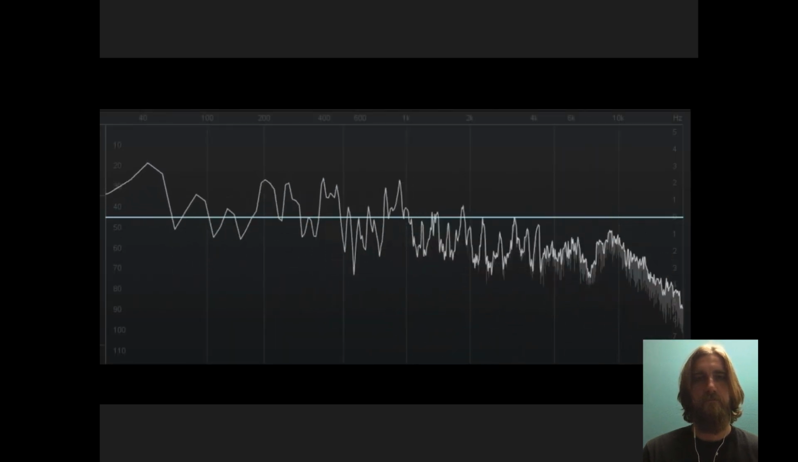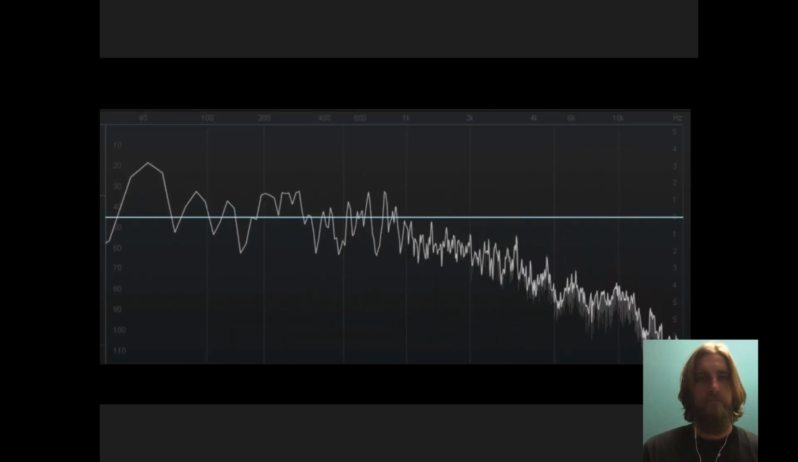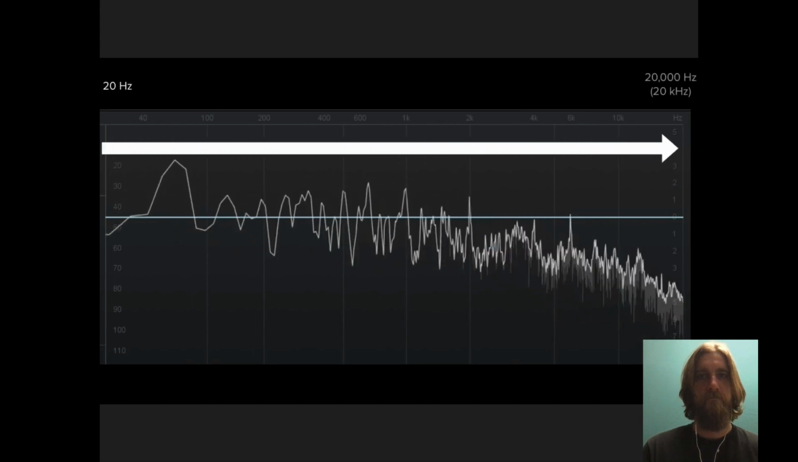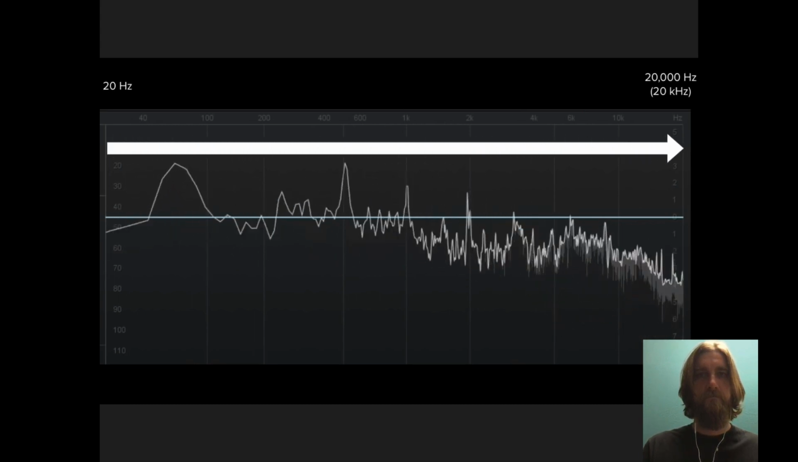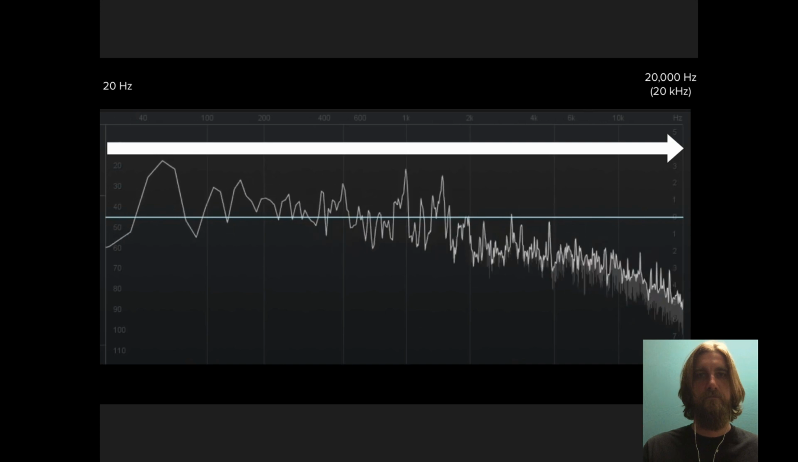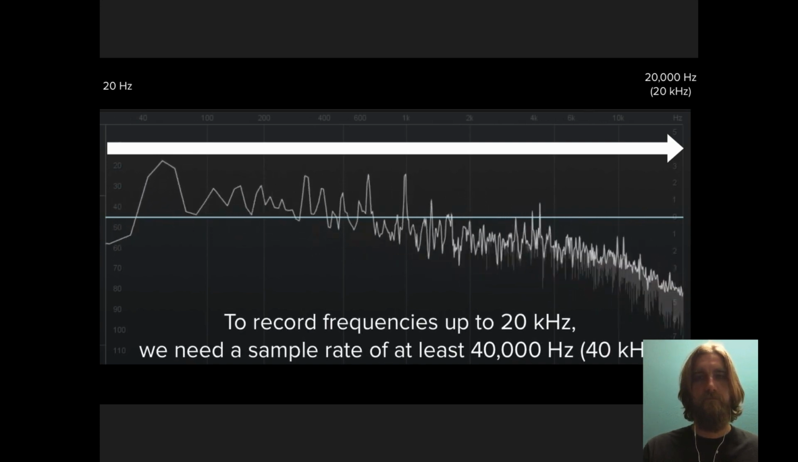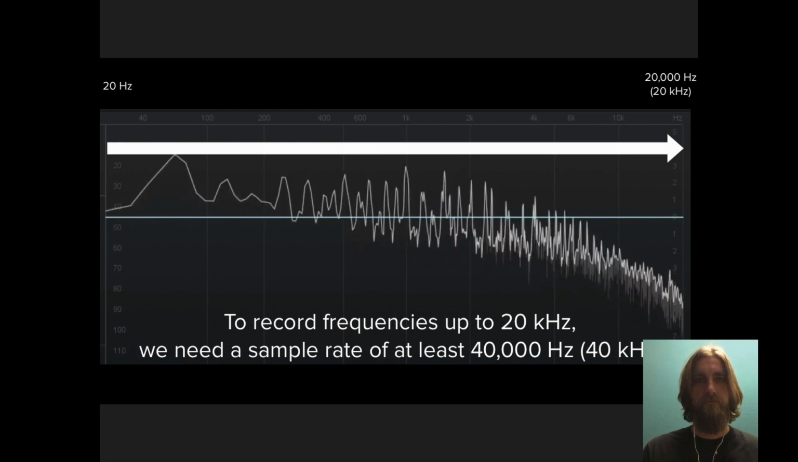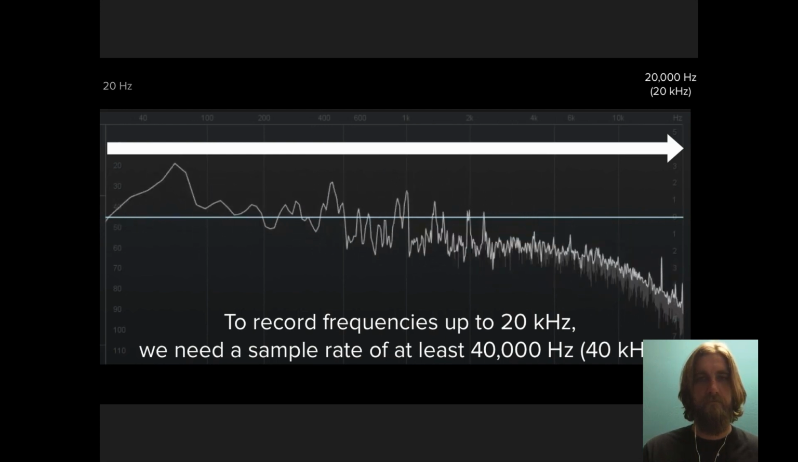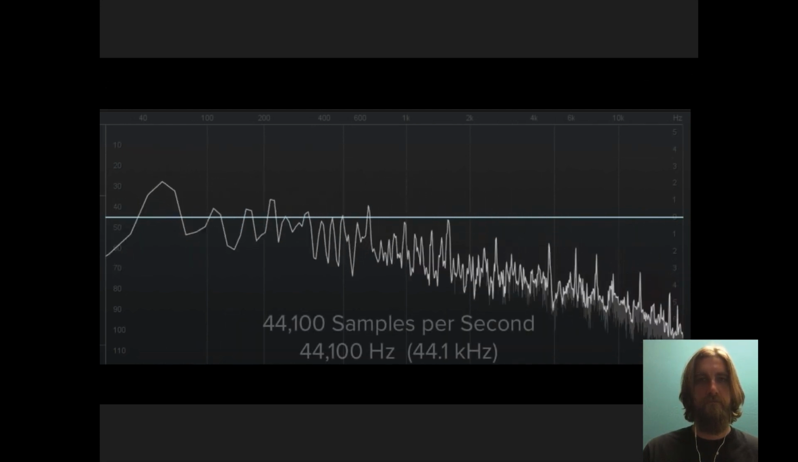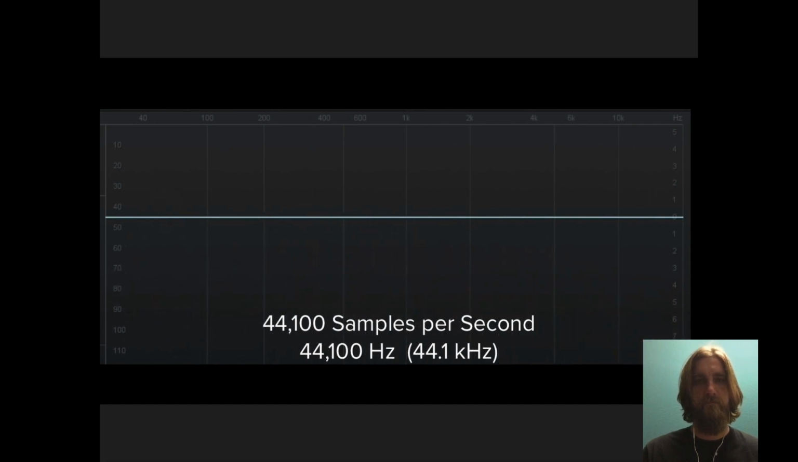If we want to make recordings that include all frequencies up to the limit of human hearing, which is generally accepted to be 20,000 Hertz, we need to use a sample rate of at least 40,000 Hertz. Now, for technical reasons, we usually use a sample rate that's slightly higher than that. Most music applications use 44,100 Hertz.